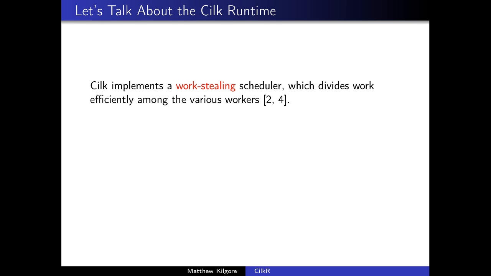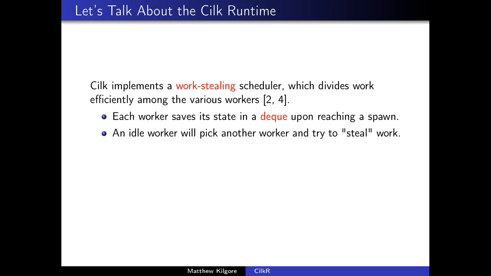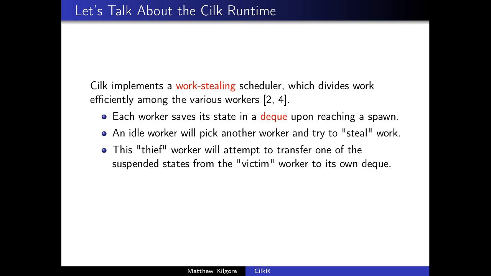Now, the reason Cilk is interesting is because of its scheduler, which uses a work stealing algorithm to divide work among the various workers. Here workers are just threads. Each worker saves its state in the deque upon reaching a spawn. Another worker can pick a victim and try to steal the work, and this thief will then attempt to transfer the suspended state from the victim to its own deque.